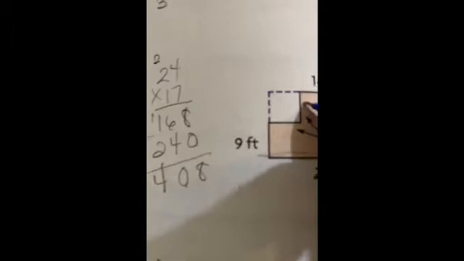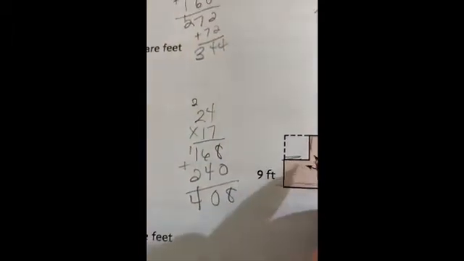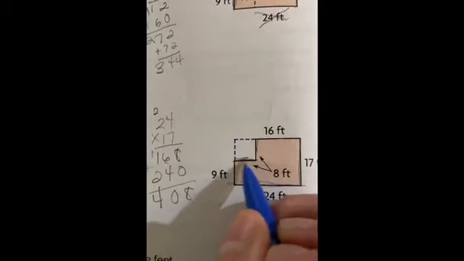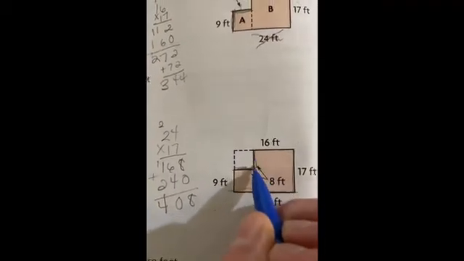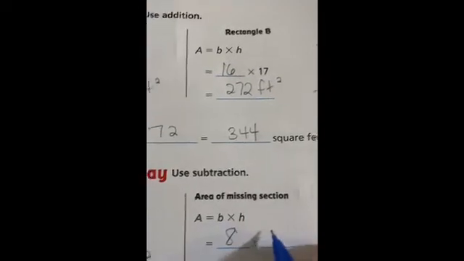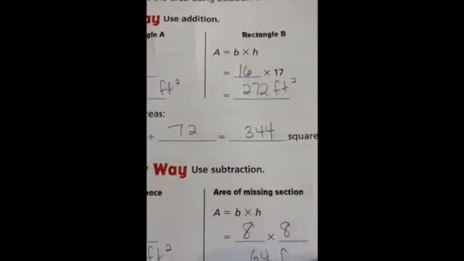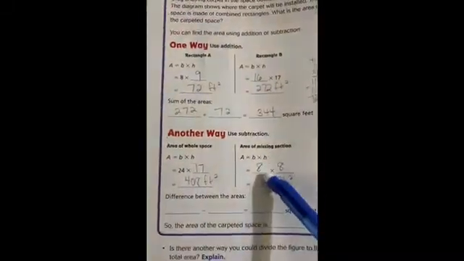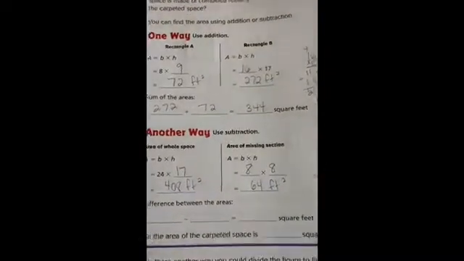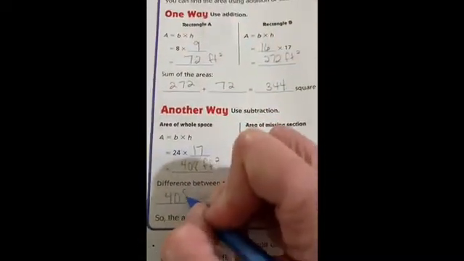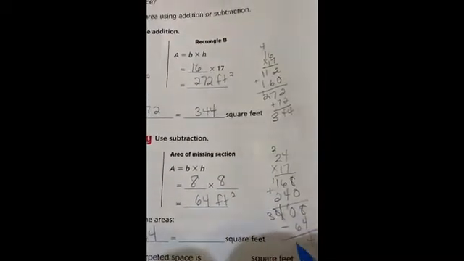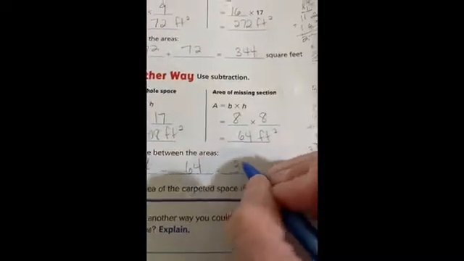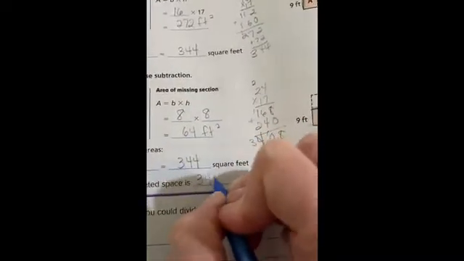We know this is 8 and this is 8 because it's telling us. So this is base 8, height 8. So 8 times 8 is 64 square feet. Now, when you use the subtraction method, you take the whole space minus the missing section, and you have what's left. So 408 minus 64 is 344 square feet.